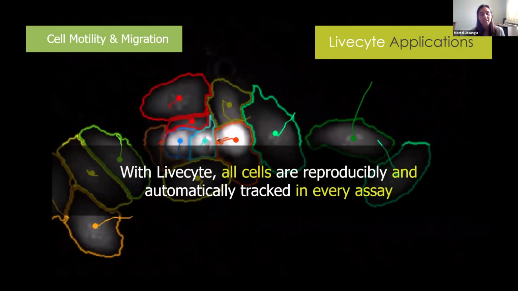It happens in every assay, regardless of if you're doing a motility assay. So you will always obtain that information. And the cells are all tracked very reproducibly, which alleviates any sort of variation that you would have if you were manually tracking your cells.